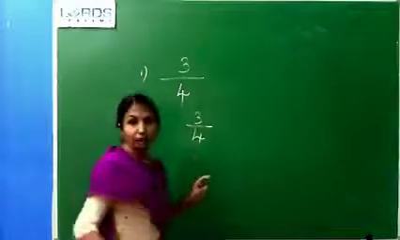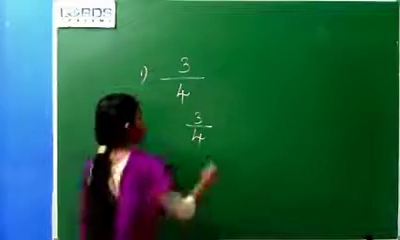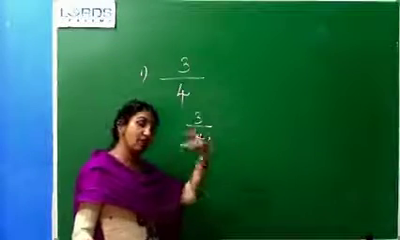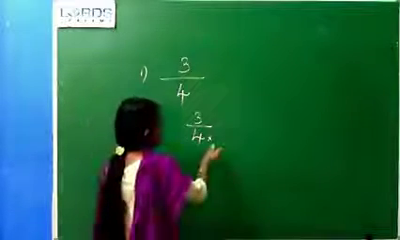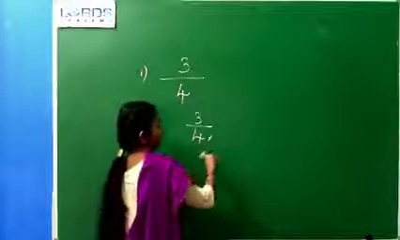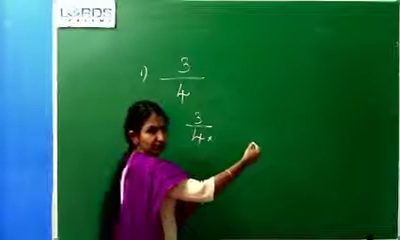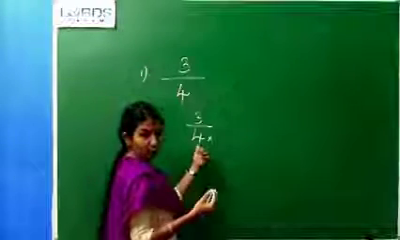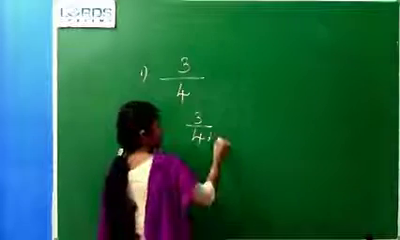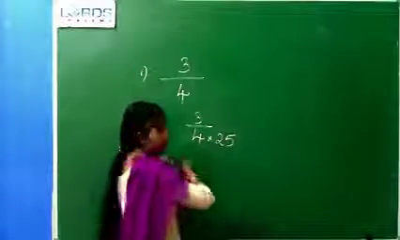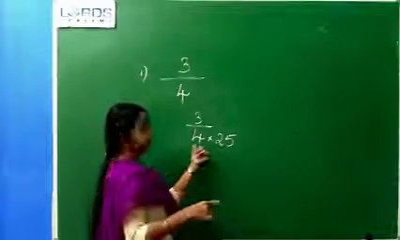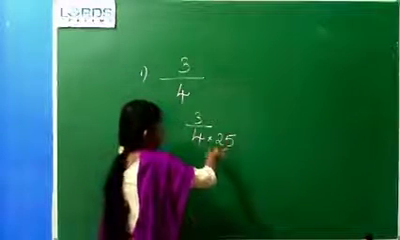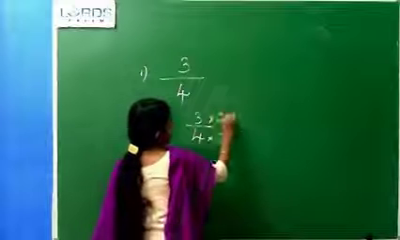First we wrote 3 by 4. After that, which number should be multiplied with this 4 to get either 10 or 100 or 1000? Is it possible to get 10 by multiplying 4 with a number? It's not at all possible, right? So we have to think about 100. Is there any number which, multiplied with this 4, gives 100? That number is 25. So with this 25, we multiplied 4. In the same way as we studied equivalent fractions, if we are multiplying the denominator, the same number should be multiplied with the numerator.